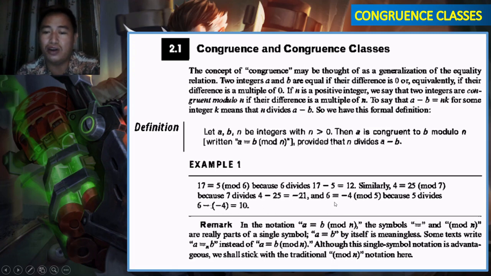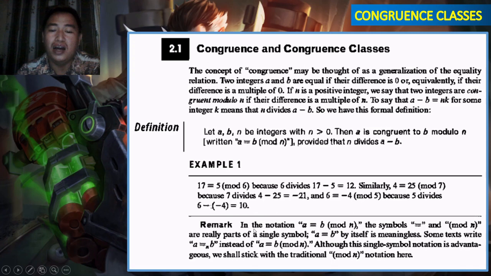Now, 6 is congruent to negative 4 mod 5 because 5 divides 6 minus negative 4. This becomes plus, so 6 plus 4 is 10. That's the answer: 10, and 5 divides 10.